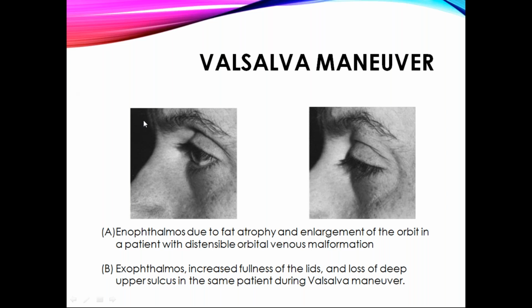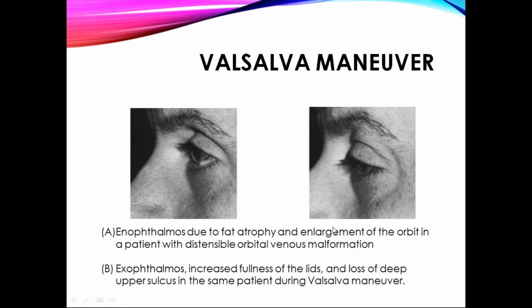So you can see here this eye has gone inside. When he does a Valsalva maneuver, the same eye has protruded forwards. You can see the sulcus margin here. When he performs the Valsalva maneuver, the eye gets pushed forward. This is seen mainly in patients with orbital venous malformations.